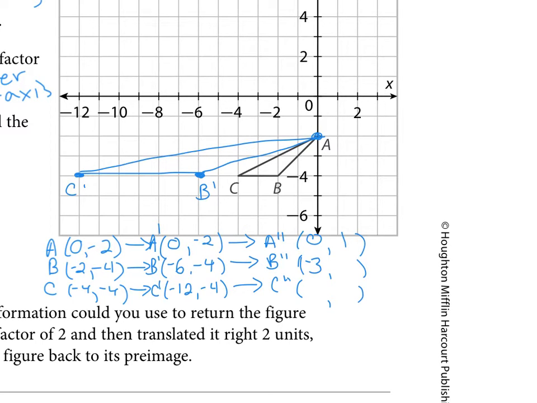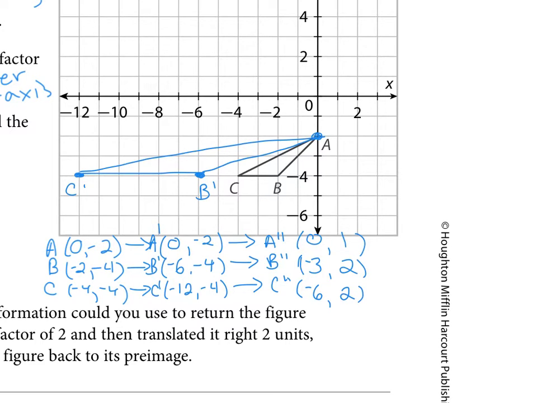Half of -4 is -2, but change its sign to +2. That's the reflection piece. -12, half of that is -6. And then half of -4 is back to -2, but again reflected to +2. So let's plot those final 3 points.